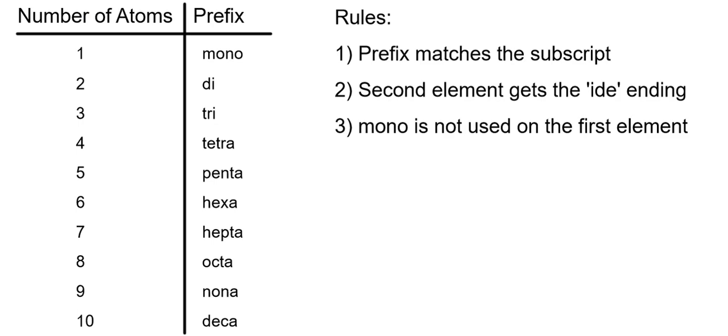There's rules, though, that we need to follow on top of using the prefixes. So remember, first and foremost, that the prefix here matches the subscript, and we'll see this through a couple examples I'll do on the next slide. The second element still gets that ide ending that we're used to from ionic compounds. And the last one here for us right now is that the prefix of mono is not used on the first element. So the molecular compound name is not going to start with mono.